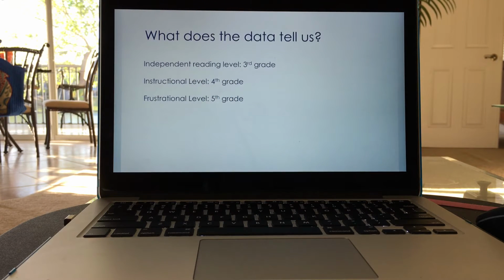So what does this data tell us? Based on this data, A's independent reading level is third grade. Her instructional level is fourth grade, and her frustrational level is fifth grade.